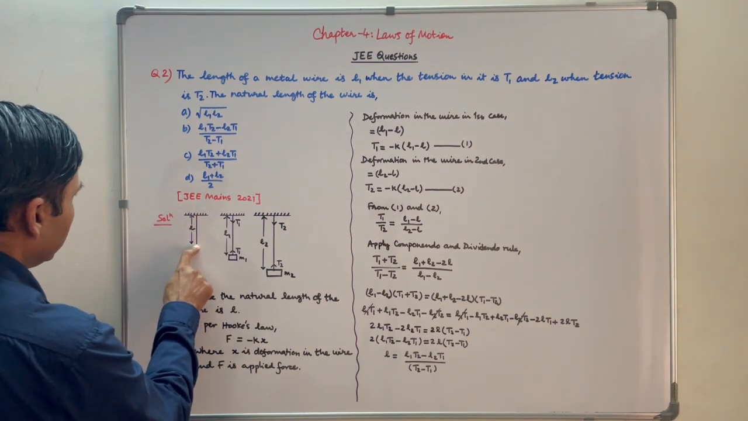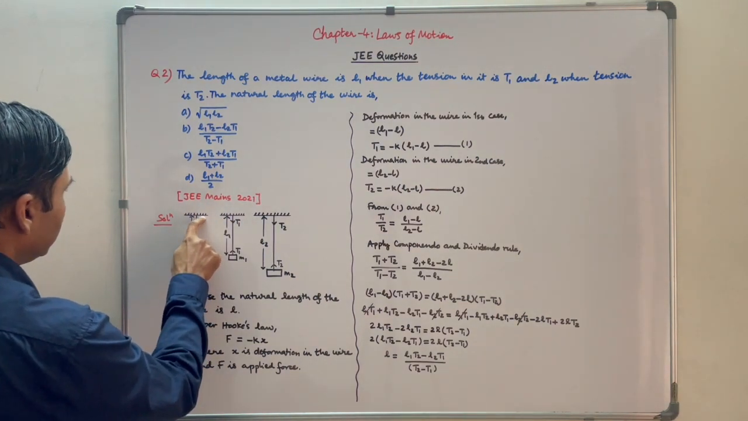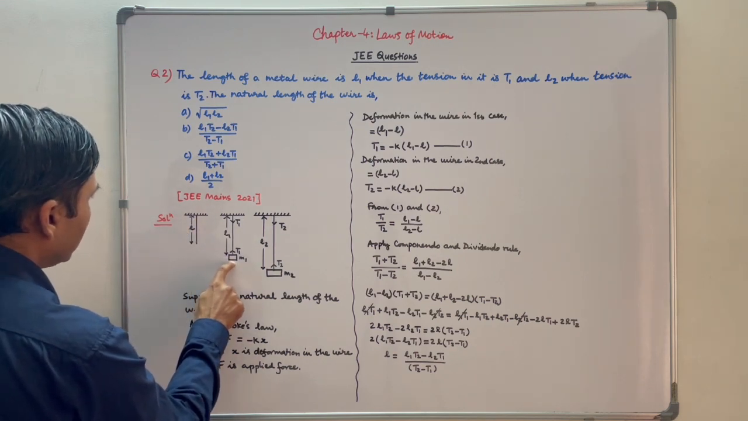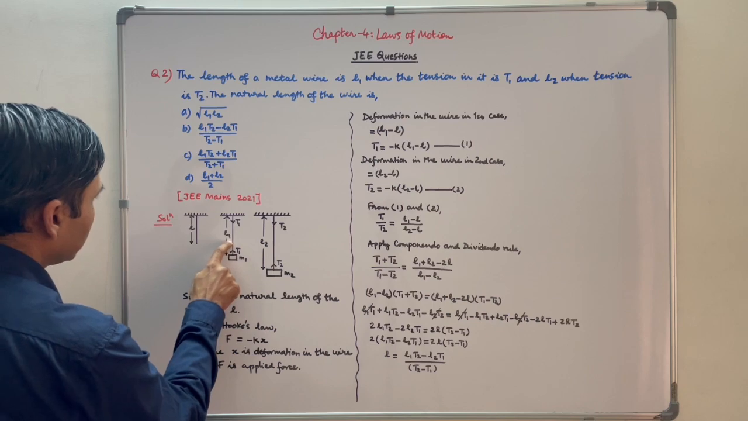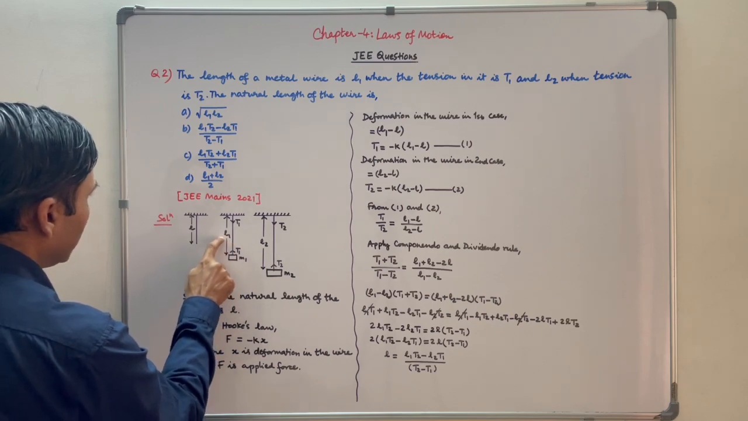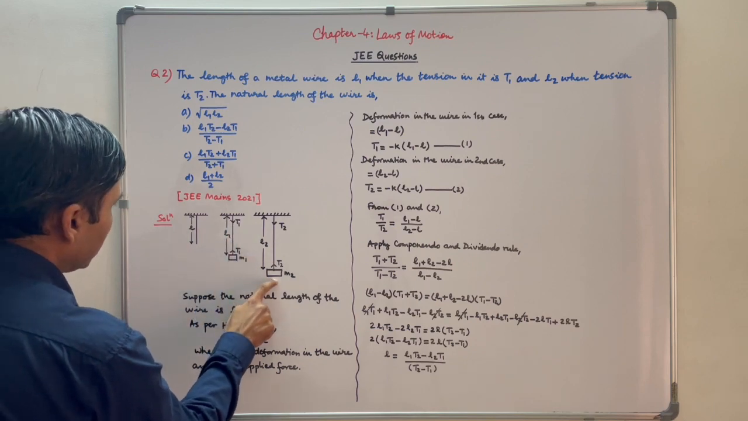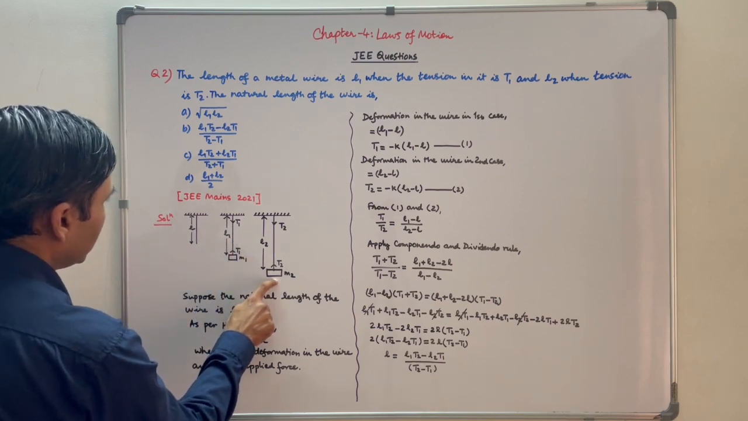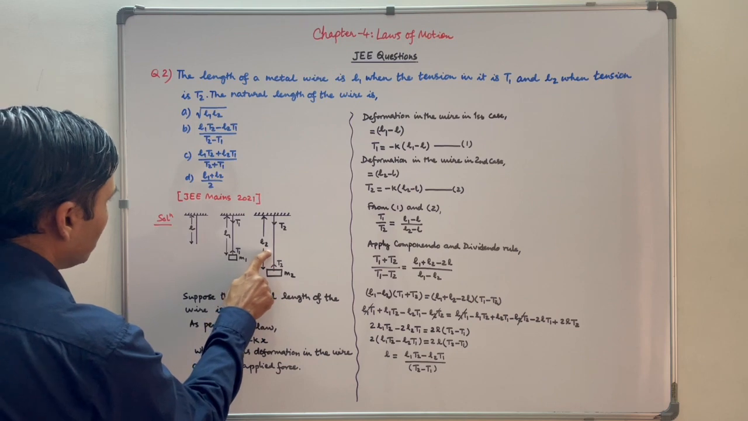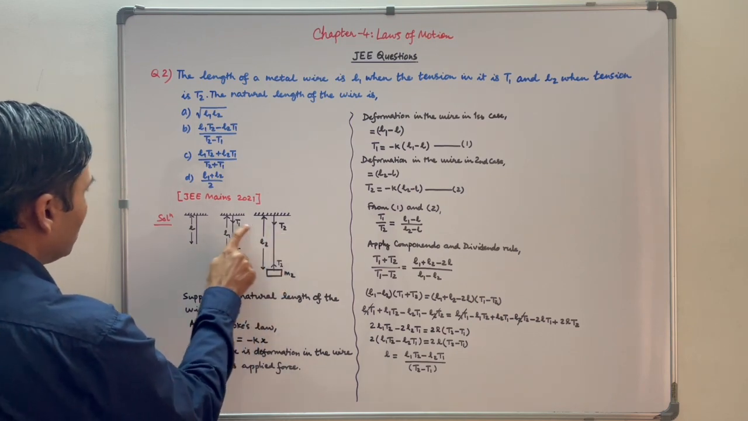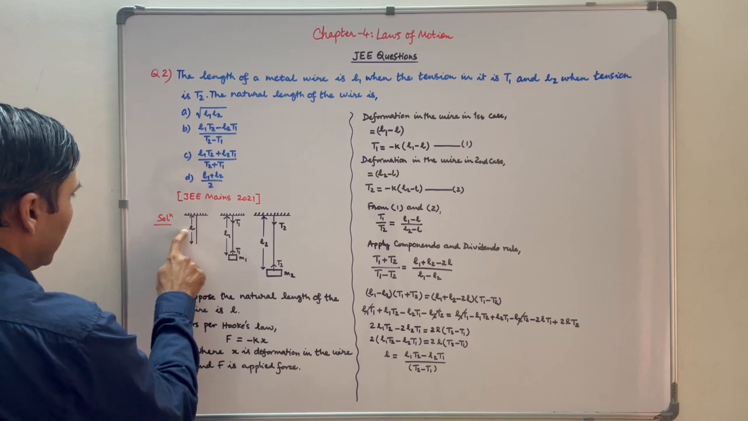Suppose this is the wire that is hanged from the ceiling. Its natural length is L. Now a mass M1 is tied to its other end so that this wire gets stretched and its length becomes L1. Tension in the wire is T1. Now another mass M2 is attached to its other end so that the length of this wire becomes L2 and tension in it is T2. We have to calculate its natural length L.